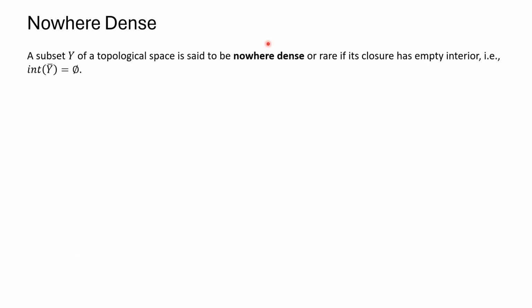We defined nowhere dense before, but let me put it up here to remind us. A subset Y of a topological space is said to be nowhere dense or rare if its closure has an empty interior. In other words, the interior of the closure of Y equals the empty set. If we took the integers within the real numbers, the closure of the integers is just the integers again. They're isolated points, so the closure has no interior, and the integers would be nowhere dense in the real numbers. In fact, any finite set would be nowhere dense in the real numbers.